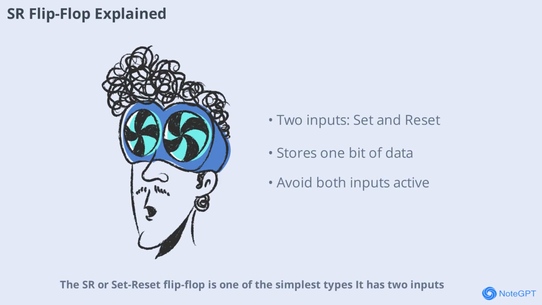The SR, or set-reset, flip-flop is one of the simplest types. It has two inputs, set (S) and reset (R). When the set input is activated, the output switches to one state, and when the reset is activated, it switches to the other. If both inputs are inactive, the flip-flop maintains its previous state. However, if both are active simultaneously, the output becomes unpredictable, which is generally avoided in practical design. SR flip-flops are often used in simple memory storage applications and as building blocks for more complex flip-flops.